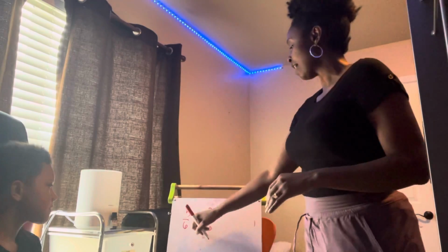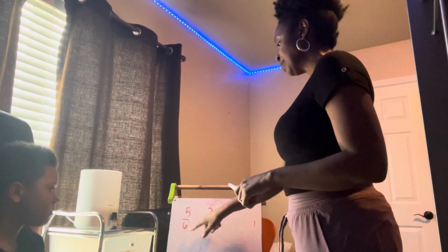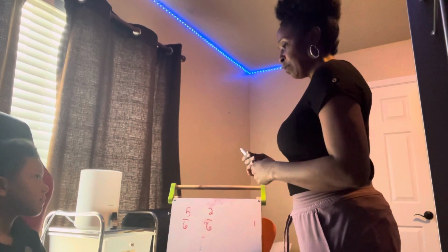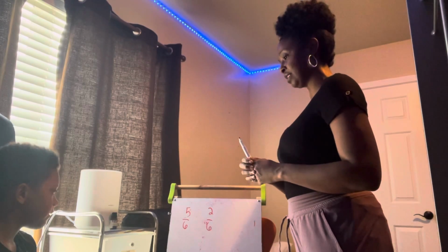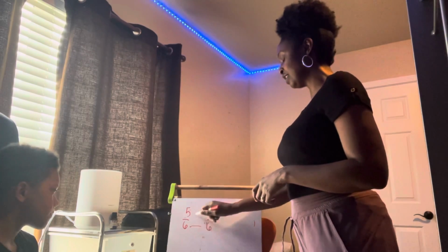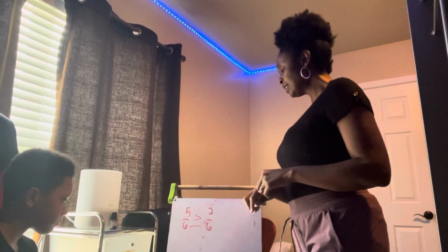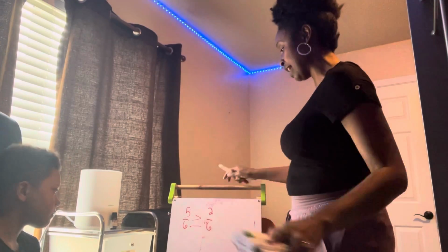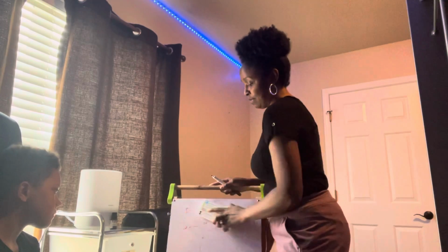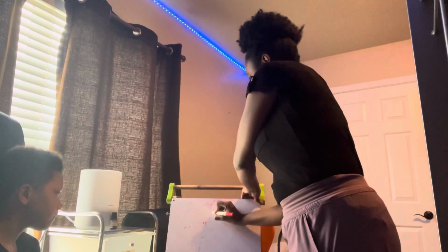So if you see 5/6 and then you see 2/6, with them having common denominators, it's easy to find out what's the bigger number. Do you think the bigger number is 5/6, or do you think it's 2/6? 5/6. So 5/6 is greater than 2/6, correct? So this is going to be a little trickier because these numbers are going to be different. So we are going to have to use some cross multiplication with fractions. So I'm going to give you an example.